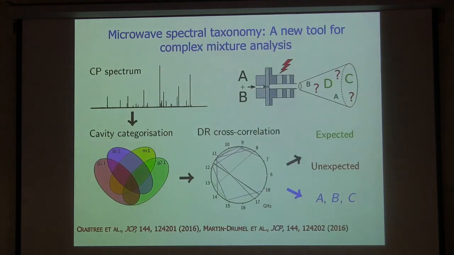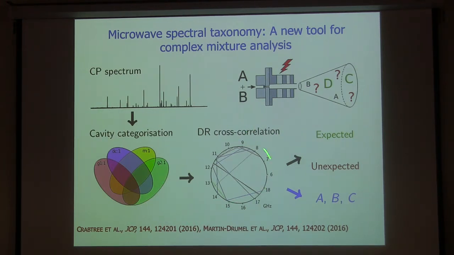All right. So again, this is a very simple schematic. This technique we call microwave spectral taxonomy, where we're going to take a chirp spectrum. We're going to, in a perfect world, do it really fast. And then we're going to try to categorize it by different things. We could turn the magnetic field on, we could turn the discharge off. There's all sorts of different things we could do.